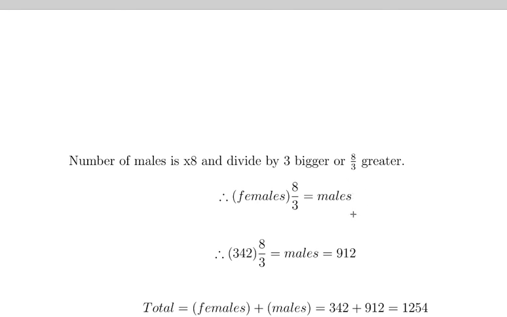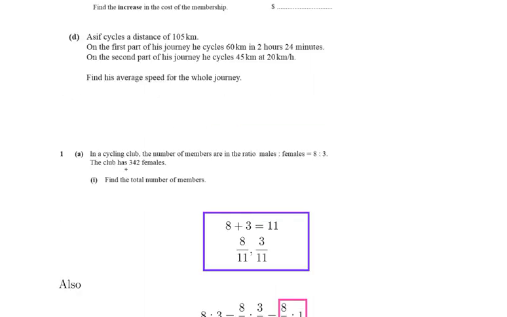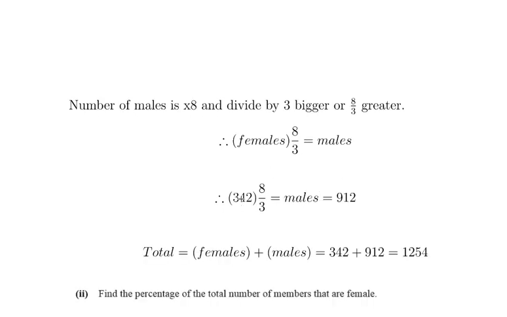So in this situation, we have 342 females. That is what was given in the question. So I'm going to suggest that we take 342, multiply by 8/3. This gives us the number of males, which is 912.